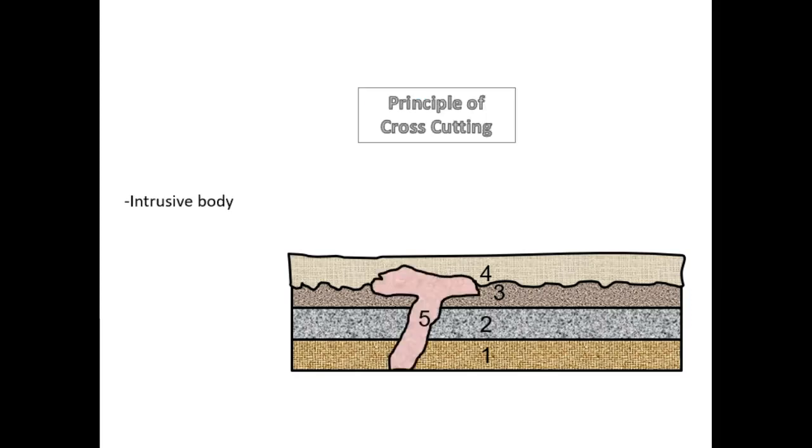So here we can see that an intrusive igneous body made its way upward, cutting through the previously deposited strata. Hence, we see that the principle of cross-cutting relations is exemplified. So, the intrusive body cutting through all of the other layers is younger than the other layers because it is cutting through them.